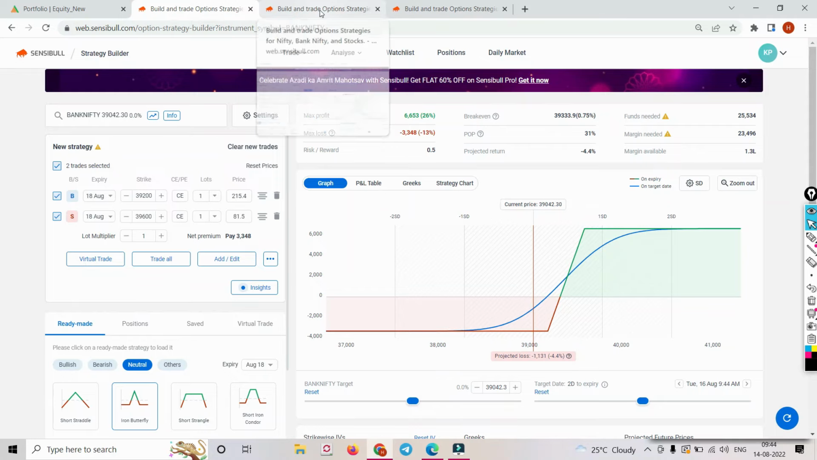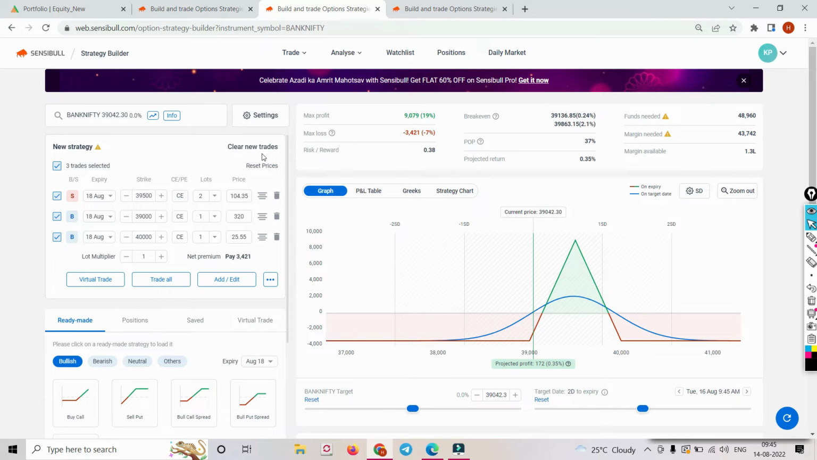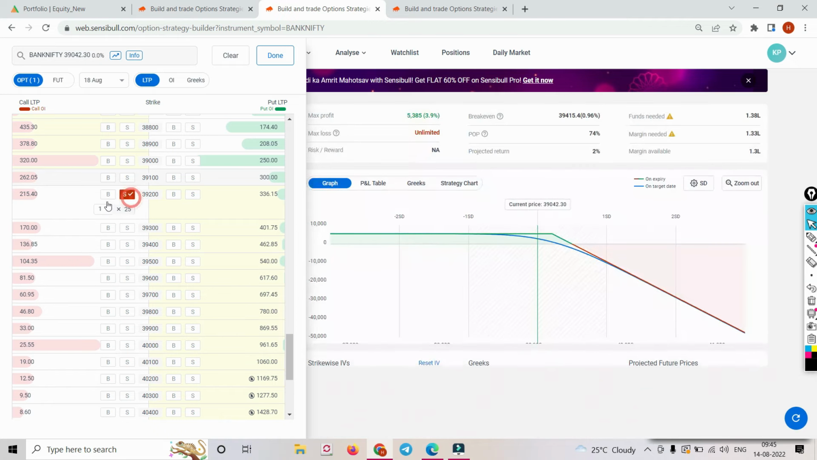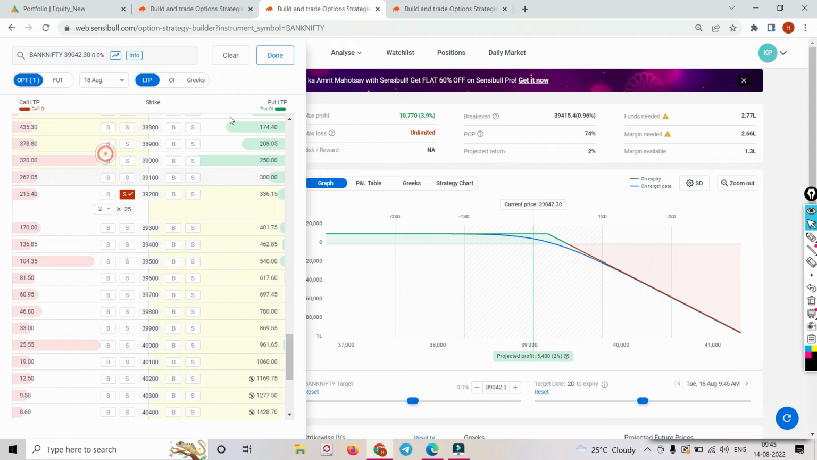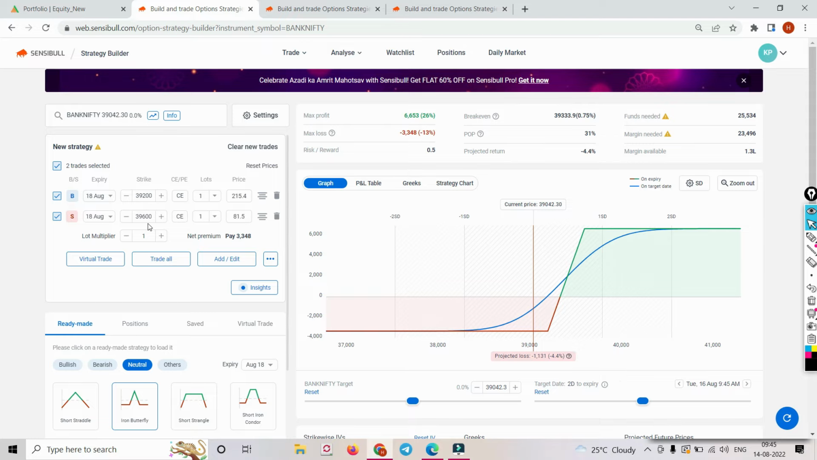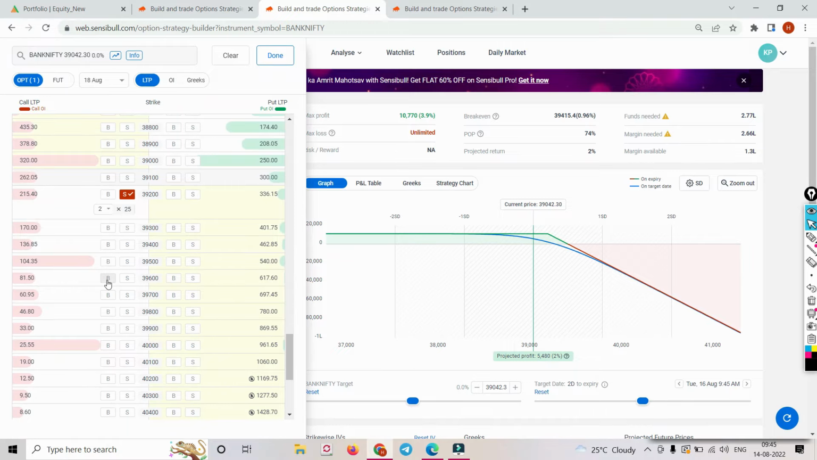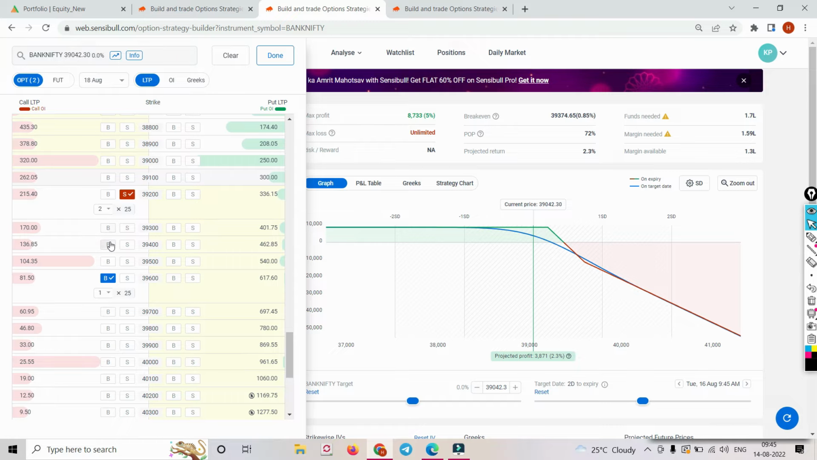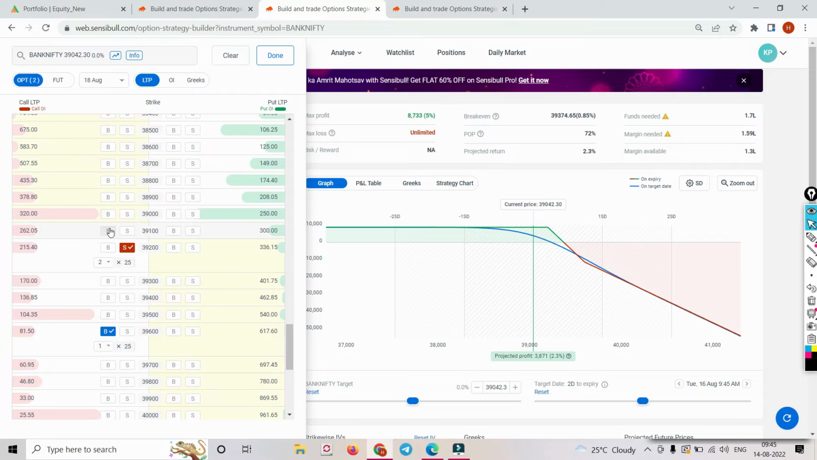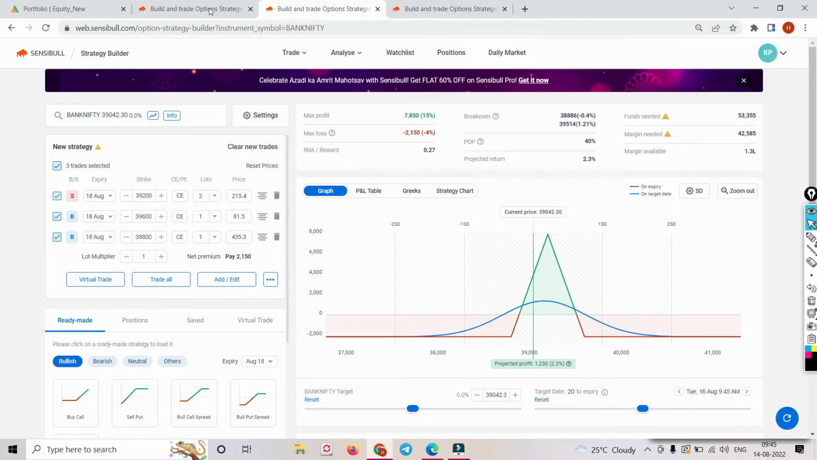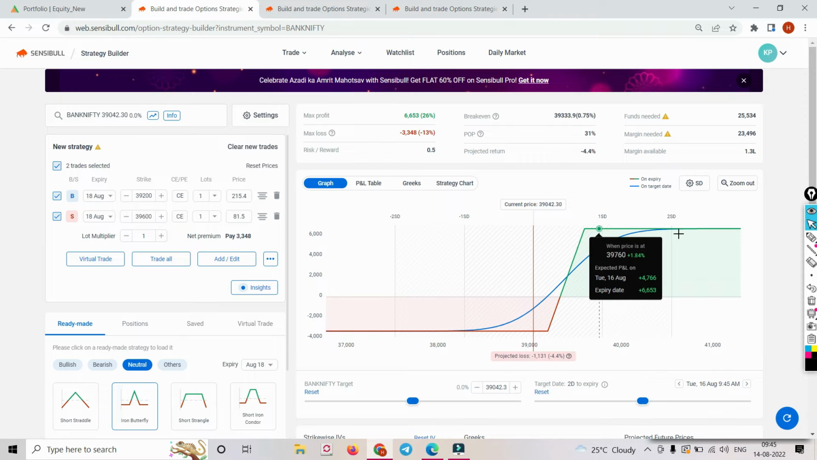So what I'll try to do now, I'll go for butterfly. Okay, 39,200 two sold positions. I'll take the same strikes, and what is it, 39,600. All right, 39,600 buy. And what is the difference? 1 2 3 4. I'll go for 1 2 3 4. Right, this is your typical butterfly, and this is your typical debit spread.